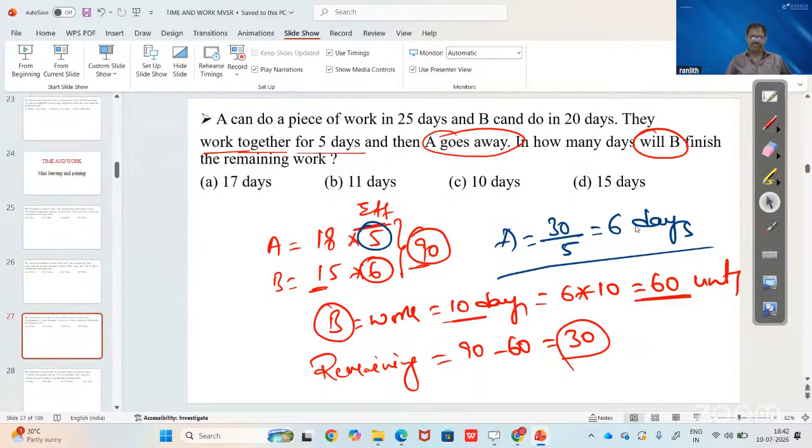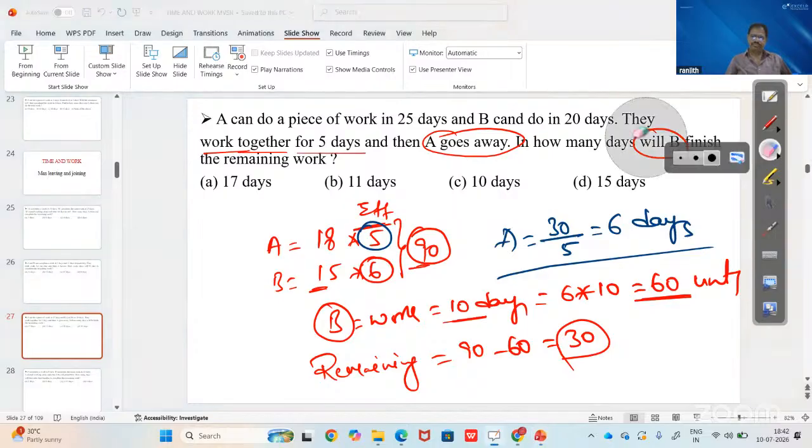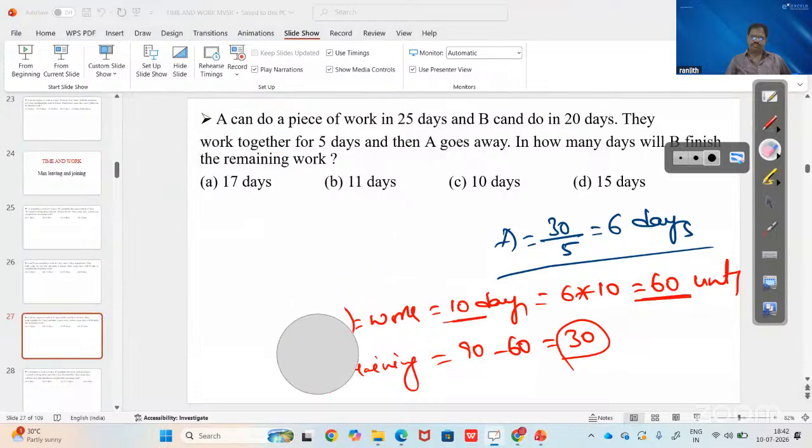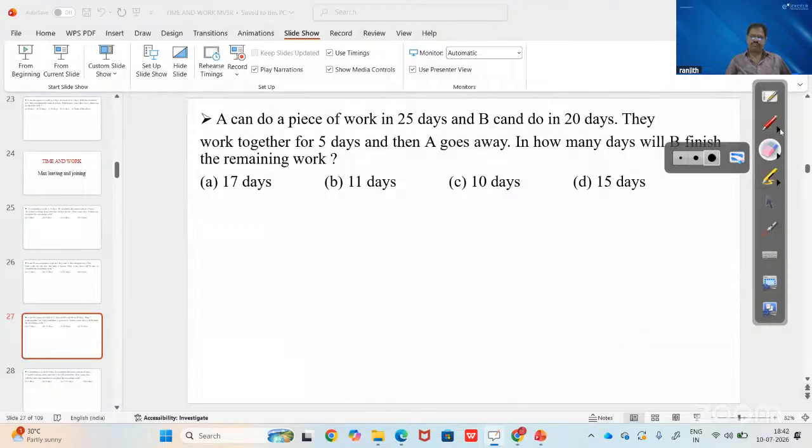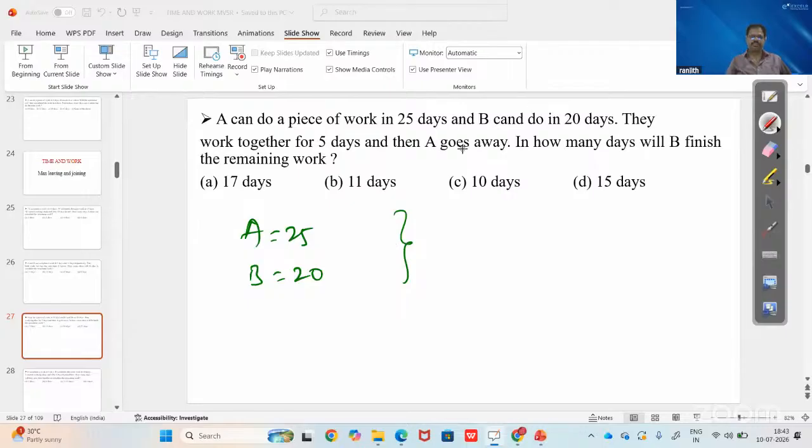Next. A alone can complete a piece of work in 25 days. B alone takes 20 days. Now the LCM of 25 and 20 equals 100. They work together for 5 days and then A goes away. In how many days does B finish the remaining work?